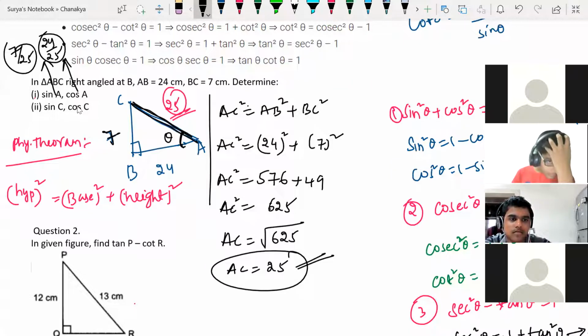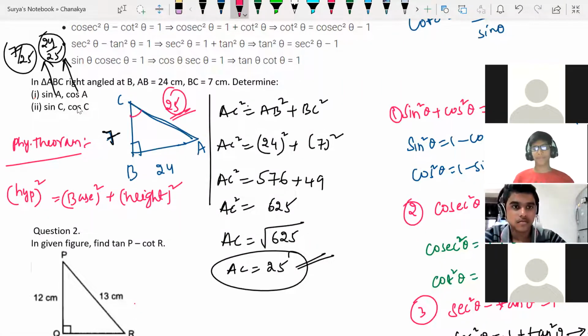What is sin C? Sin C is opposite by hypotenuse. Because for sin C the angle changes and will be here now. Opposite is 24, so 24 by 25. Cos C is 7 by 25. If you find the values, then finding trigonometric ratios is very easy.